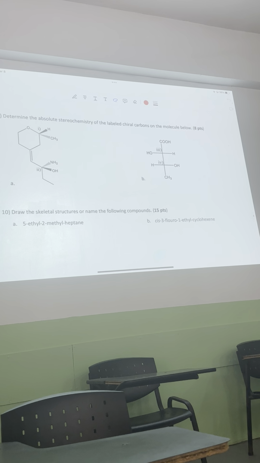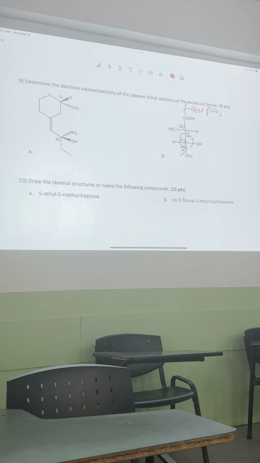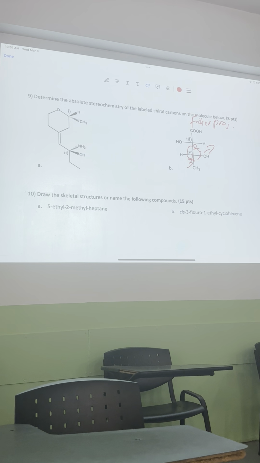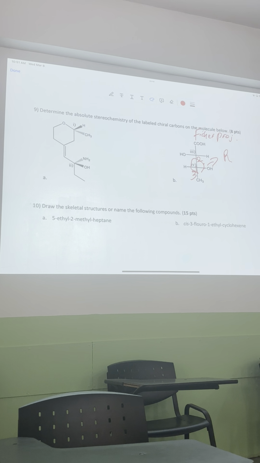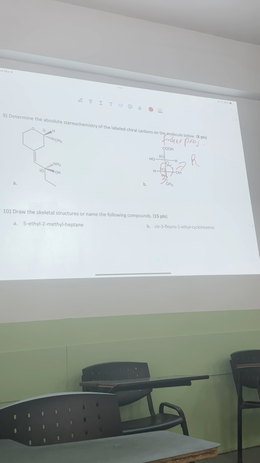Here, I want to just point out, when you have a Fischer projection, this would have been priority 1, priority 2, priority 3. So this is going anti-clockwise. But in a Fischer projection, anti-clockwise means the opposite, so this should have been R. Because it's the opposite of anti-clockwise. Clockwise is R.